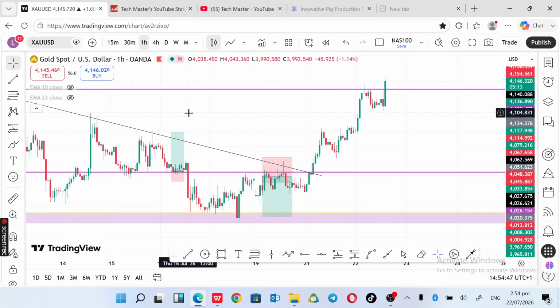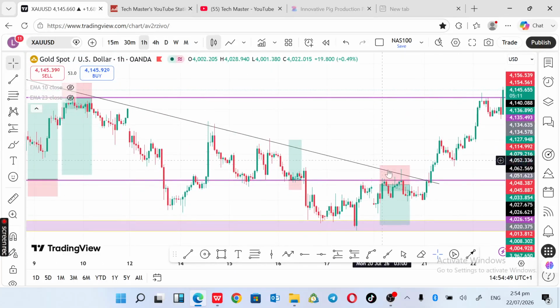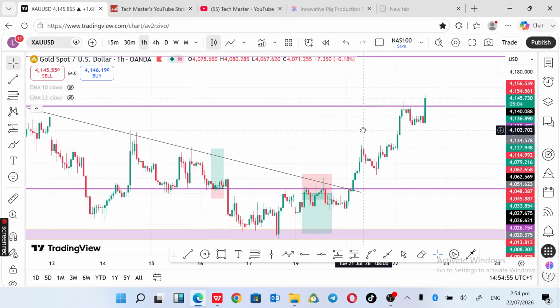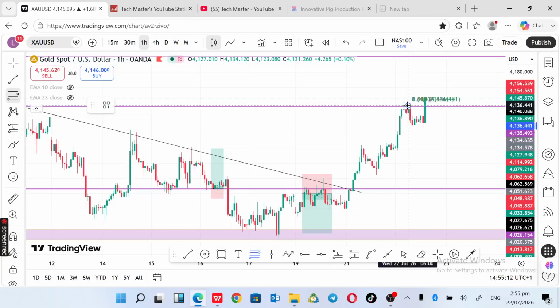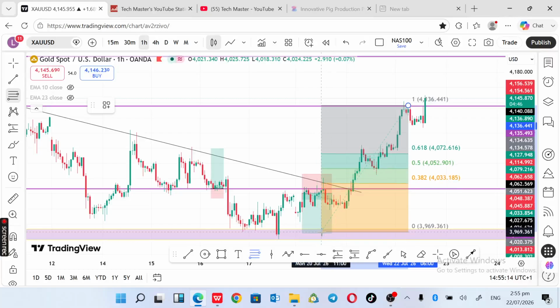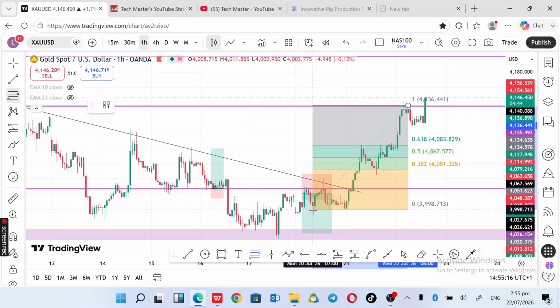So when we're about to go for another sell at this zone, the market retraced, broke this trend line and moved up. As it were, we're looking at it respecting the 4,136 for a pullback. For the pullback, we use Fibonacci to trace to see where the retracement will take effect from.